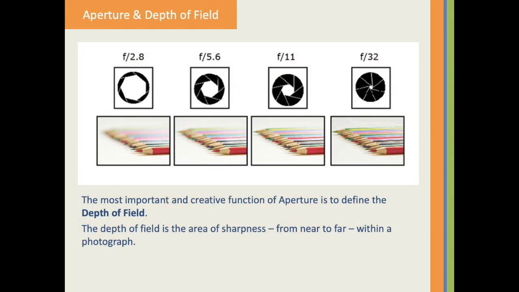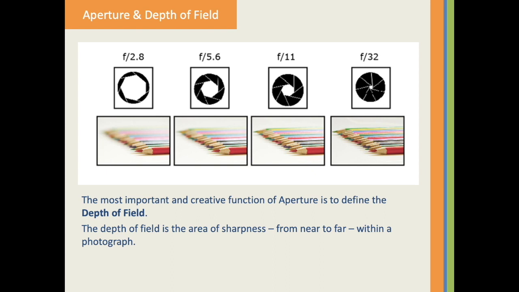So on the left-hand side of the screen, we have a large aperture at f2.8 that is going to let lots of light into the camera, and that leads to a shallow depth of field where only the first few pencils in my image are going to be in focus. However, on the right-hand side of the screen, we have a very small aperture of f32, which is not going to let a lot of light in the camera, and that leads to a very large depth of field where all the pencils from front to back are going to be in focus.